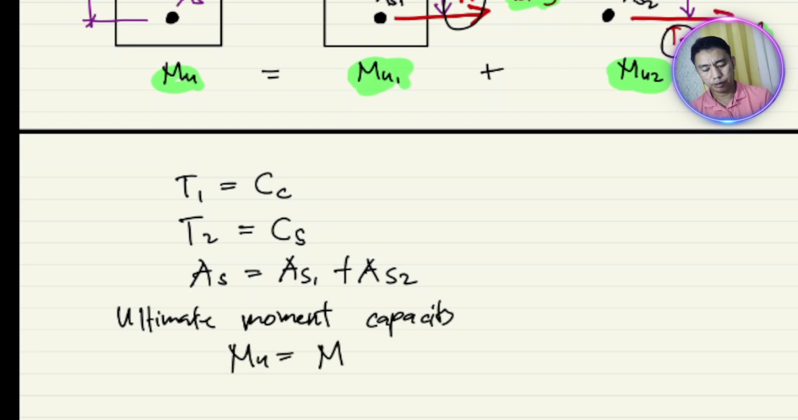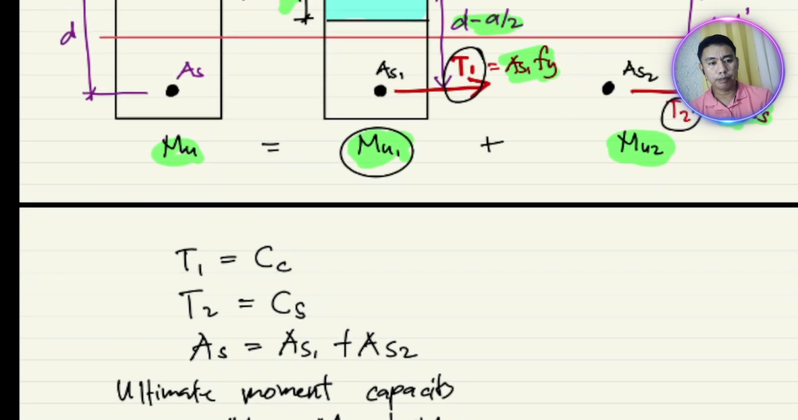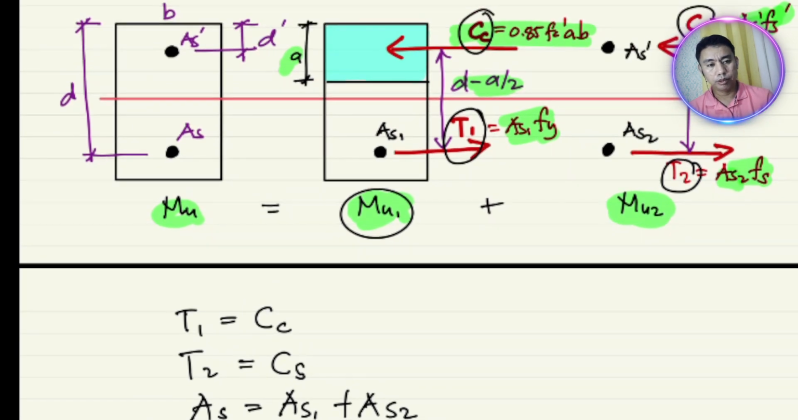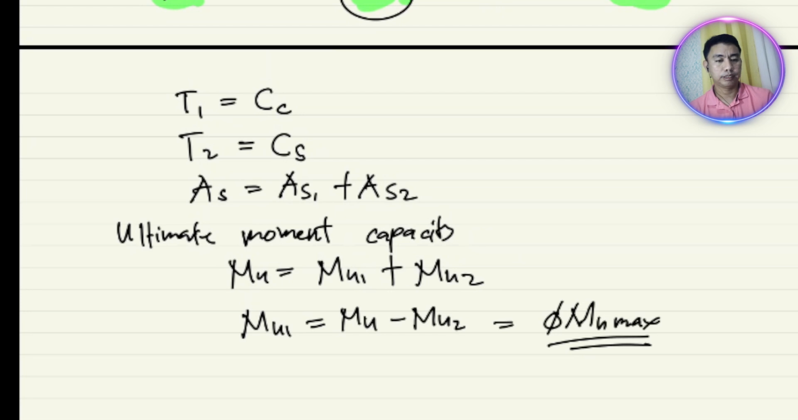MU is equal to MU1 plus MU2. Okay? Where MU1, ano yung MU1? Ito yung MU1 created by the couple of concrete and steel. MU1 is equal to MU minus MU2. Well, actually, ito yung kinakompute natin na phi MN max from the singly reinforcement.